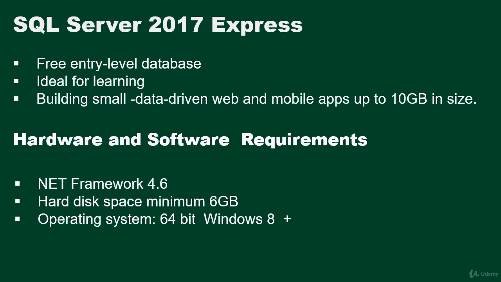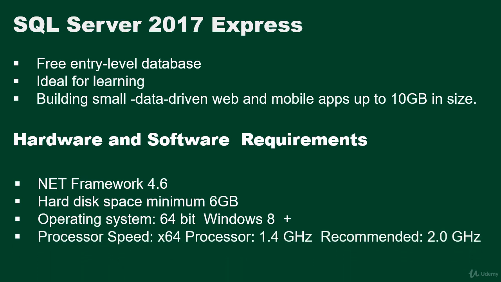If you haven't got a 64-bit, or if you're still running Windows 7, then you need to download and install a lower version of SQL Server, for example, SQL Server Express 2014. The processor required is a minimum of 1.4 GHz, but it's recommended that you have a processor running 2.0 GHz or more. So if you have a processor with a speed of 2.0 GHz or higher, that will be ideal. If not, the minimum required is 1.4 GHz.